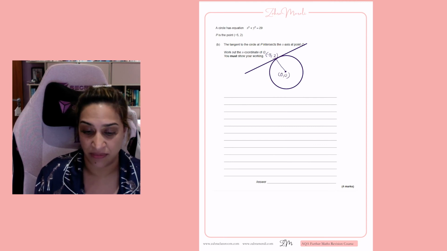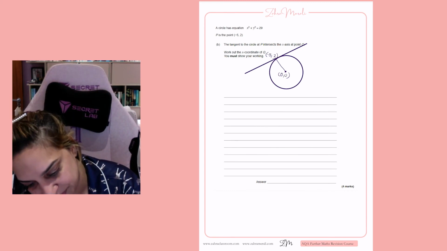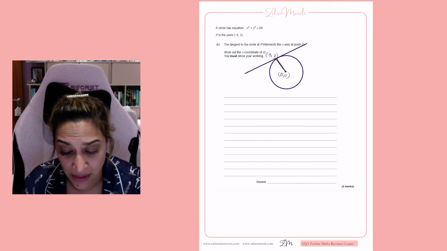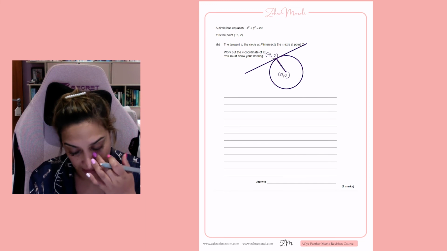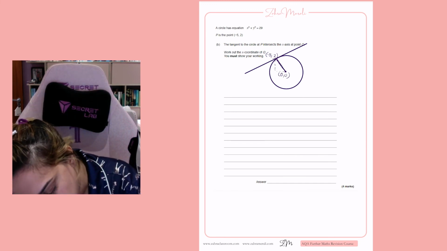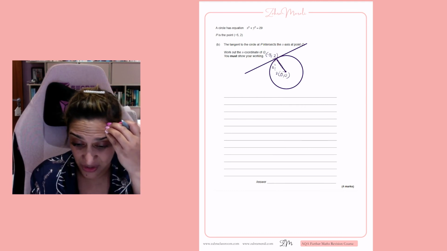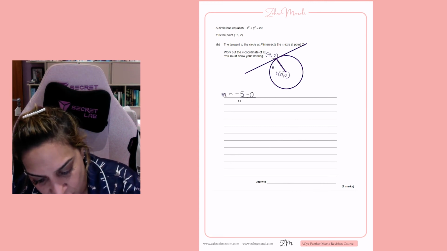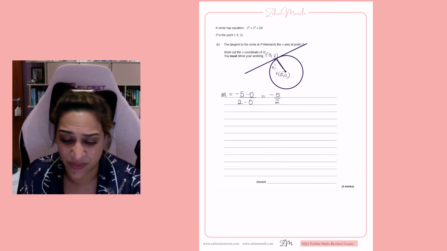Okay, so step 1, we're going to find a gradient. We're going to find the gradient of this line here to start with. So we've got our change in y over our change in x. Like I said, we can use y1 and y2, we can do our rise over run, it doesn't really matter. So we've got our m, which will be -5 minus 0 over 2 minus 0, so -5 over 2. And we sense check, is it negative? Yes, we've done that right.